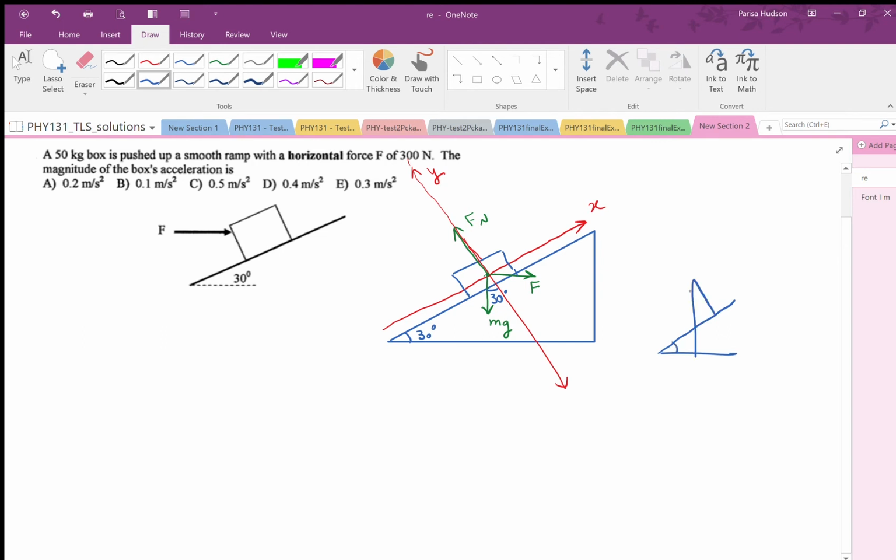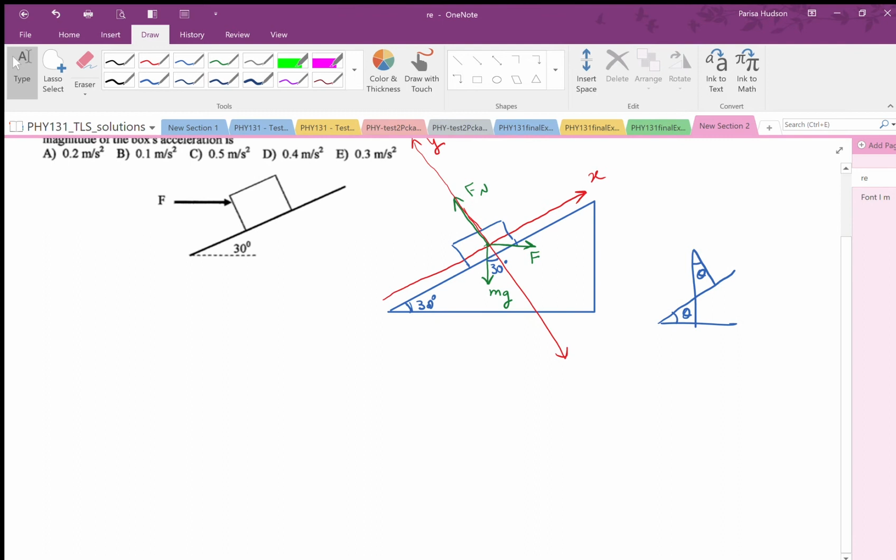Basically, this angle and this angle are always equal, always. So if this is 30 degrees, the angle that mg makes with the y-axis would be 30 degrees as well. And also, the angle that F makes with the x-axis is 30 degrees as well, because you would have here to be 60, because 30 plus 60 would be 90, and then 60 plus another 30 would give you 90 degrees.